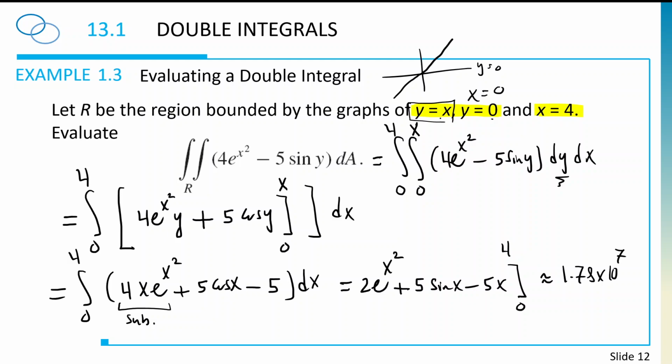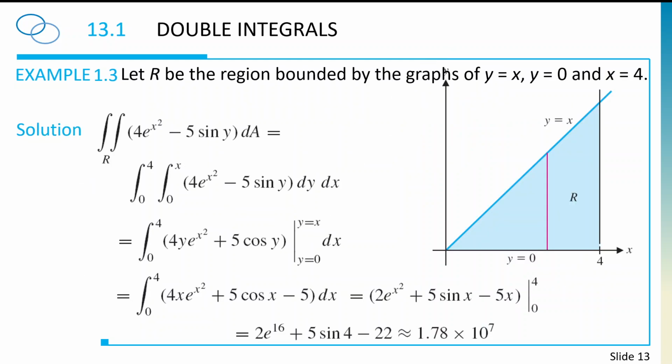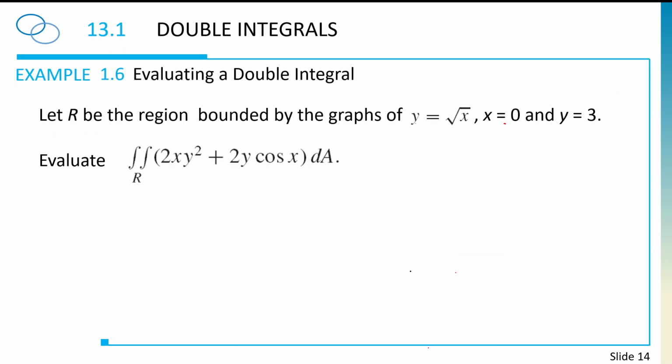Let's try one more. You see, this is the region, the graph of the region. Now, how did we take the points? This is y equals to x. This is 4. This is y equals to 0, which is the x-axis. Now, let's try this one, 1.6. This is our last example here.